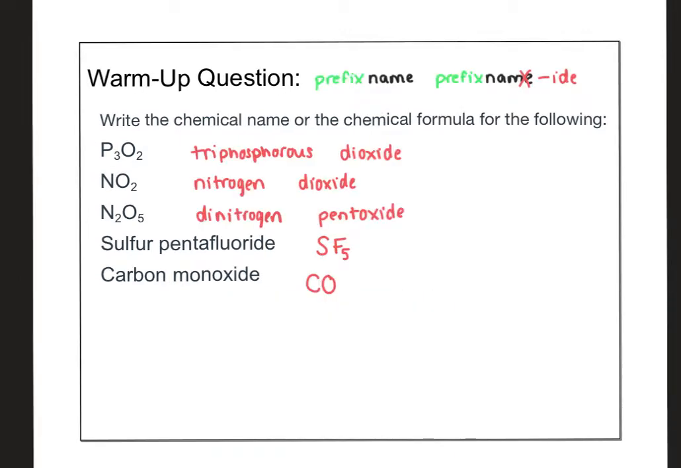So hopefully you remember the kind of formula we use: prefix, name, and we drop the ending and add "ide" to that last one. So I got triphosphorus dioxide, nitrogen dioxide, dinitrogen pentoxide, and sulfur pentafluoride is SF5, and then carbon monoxide is CO, capital C, capital O.